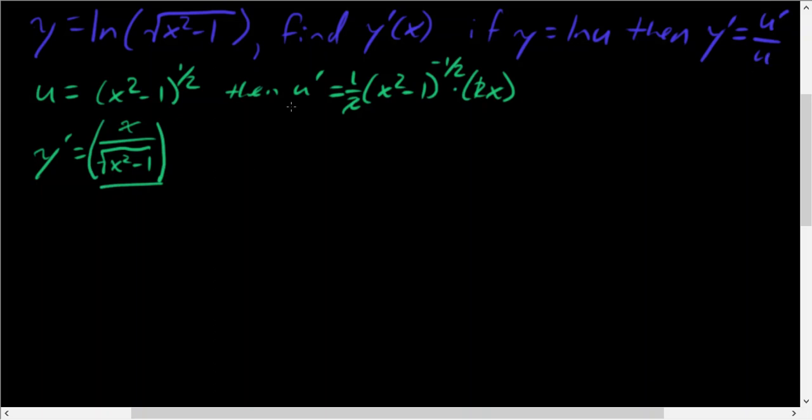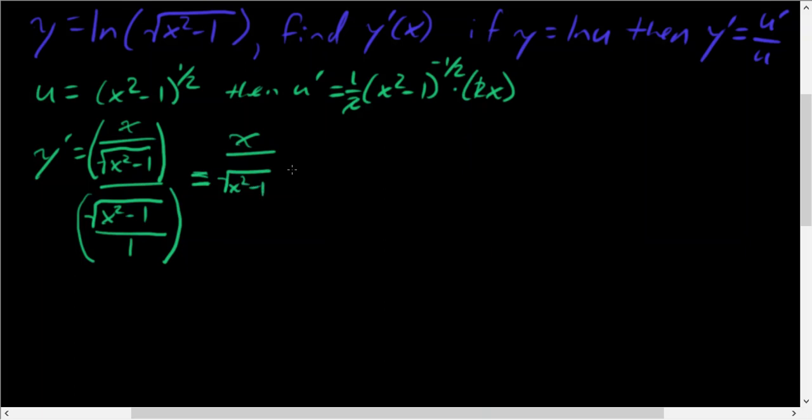But now I want to put that over u. What was u? That was our x squared minus 1, but to the 1/2 power, we just put it as a square root. And now in this form, it's not too obvious what to do next. Notice if I just put this over 1, now it's a fraction. Now I've got a fraction divided by a fraction. So to divide a fraction by a fraction, we just multiply by the reciprocal of the denominator. So this becomes x over root x squared minus 1 times 1 over root x squared minus 1.